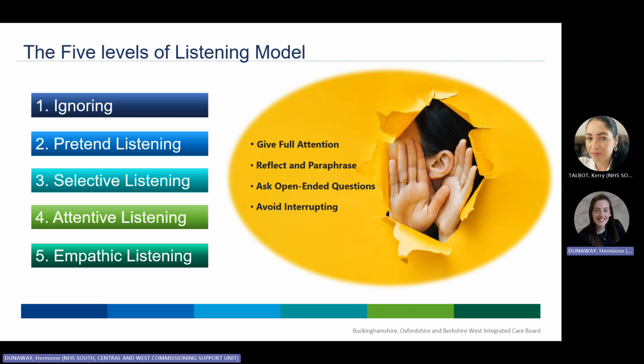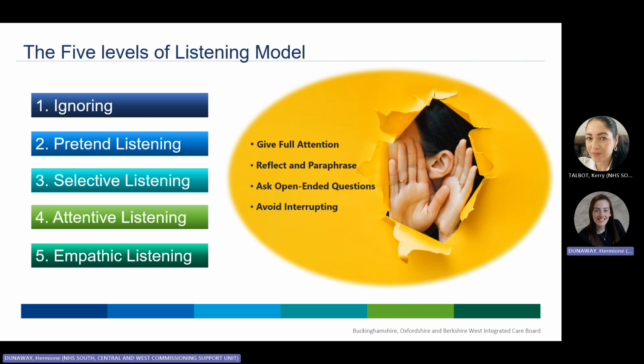And to support our discussion and understanding of this, the OD team have referenced the 5 levels of listening model. And this was developed by Dr. Stephen R. Covey, you may have heard of him before, and outlines 5 distinct levels of listening, each representing a different degree and step up or step down in engagement and understanding of the speaker. That first level is ignoring. The listener is completely disengaged and not paying attention to the speaker.